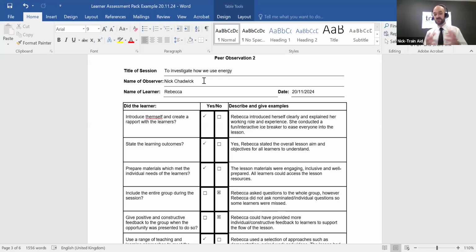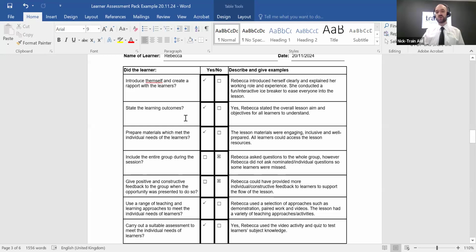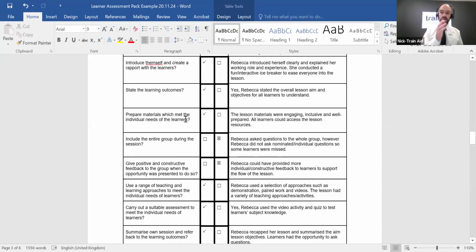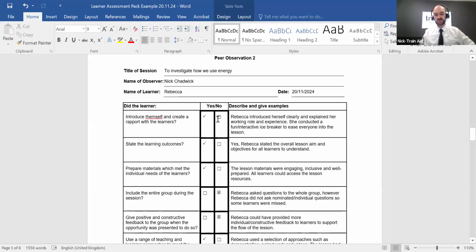And once again, as you can see, the peer observation criteria is exactly the same as peer observation 1. So I'm not going to go through the observation in as much detail as we know the criteria, but we'll just have a look at some of the comments briefly to show you again the level of detail required for the micro teach.